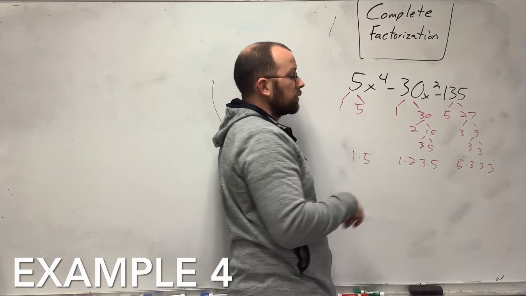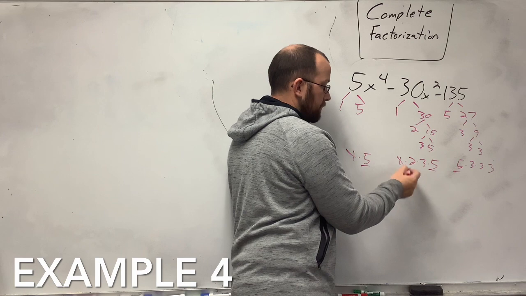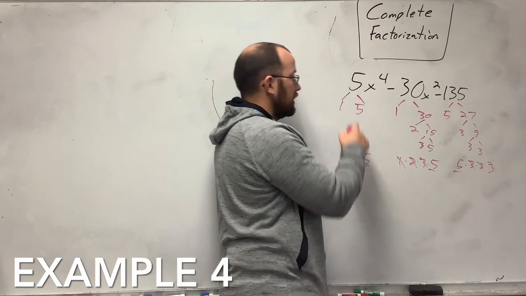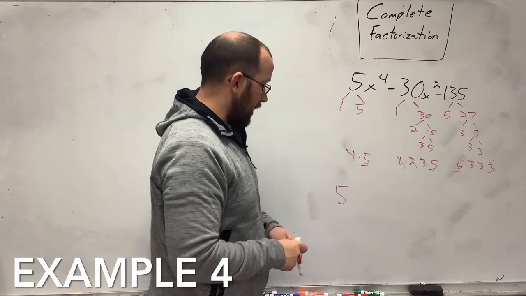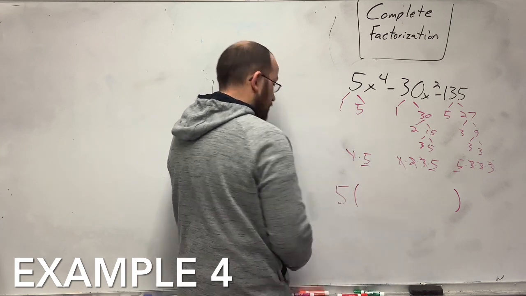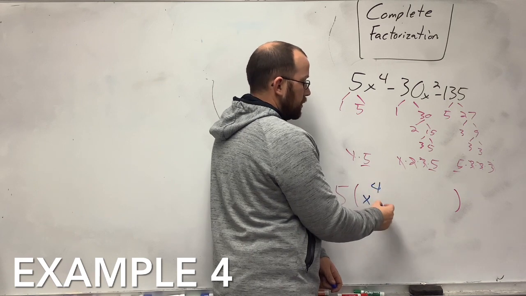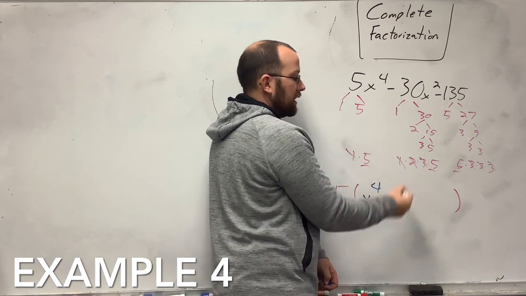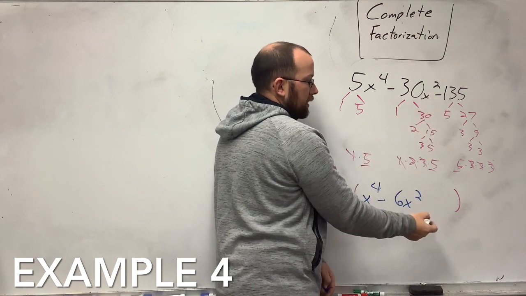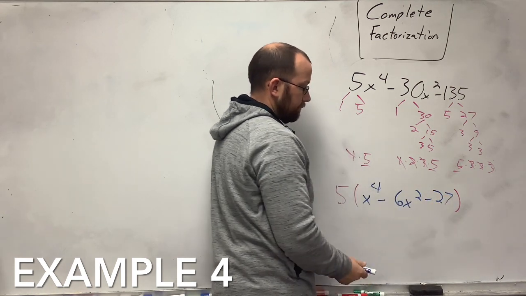I'm zoning out. I should have done the 1 there. So this has a 5, 5, and 5. Nothing else in common. So I'm going to take a 5 out of it. Now my 5 is positive, so I don't need to take a negative out of it. So 5 divided by 5 just gives me an x to the 4th left over. 30 divided by 5 gives me negative 6x squared. Negative 135 divided by 5 gives me negative 27.